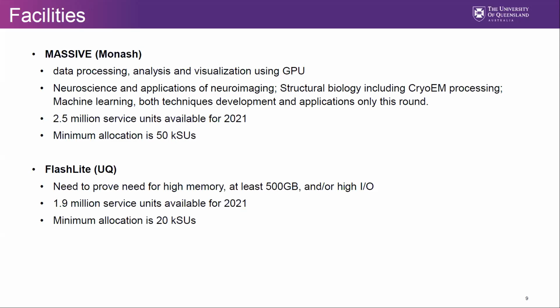Flashlight, the smallest one. Here, we don't really care about scaling, to be honest. Here, you really need to show that you need high memory, so around 500 gigs or more if possible, and or your calculations are IO intensive, because they have the flash drives attached, which gets really fast disk usage. So you have to show you will use at least one of these. It doesn't matter if it's single core calculations, but if you can show that you need that amount of memory or disk, then that's good.